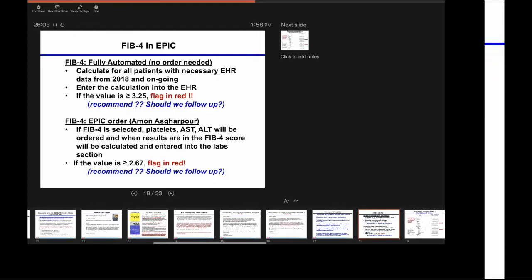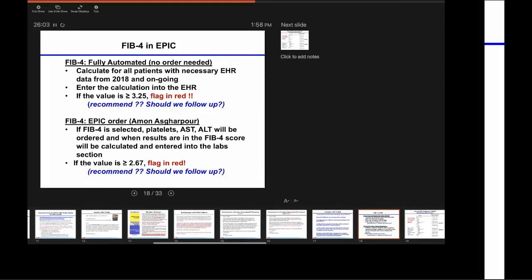So this is all testing that is not specifically ordered, and we would want to hardwire it to go forward as well. So it's not just using data that is already there. Like GFR, it should pop up automatically with those labs. Yes, actually, if the FIB4 order is working.